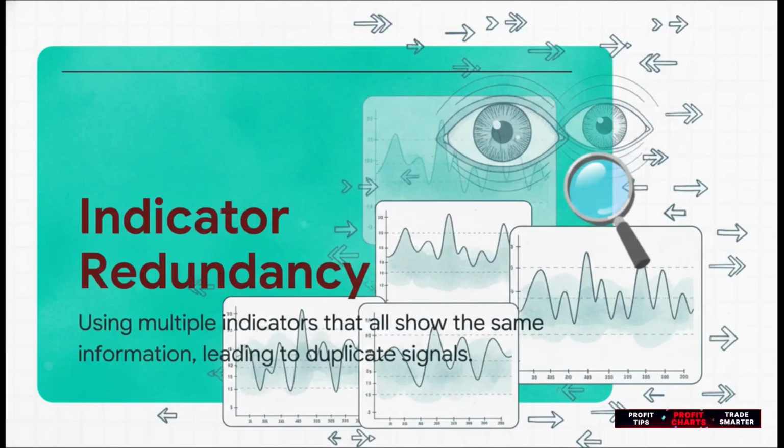Now, let's talk about a really common mistake: indicator redundancy. You might think, hey, if I add more indicators, my analysis will be stronger, right? But if you stack, say, 3 different momentum indicators, like an RSI, a MACD, and a stochastic, you're not actually getting 3 unique perspectives. You're just getting the same message repeated 3 times. It's basically an echo chamber for your chart.